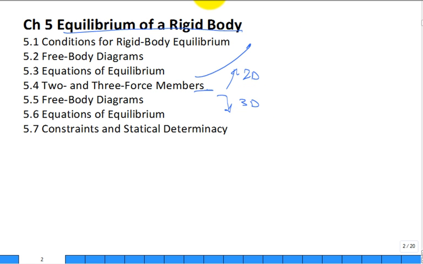I pointed out last time that section 5.5 and section 5.2 have exactly the same titles, as well as section 5.6 and 5.3 have exactly the same titles. It's basically two-dimensional problems versus three-dimensional problems. And there's some very interesting information about 2 and 3/4 members in this section, as well as some interesting but challenging information about having excessive constraints or insufficient constraints in this last section, 5.7.